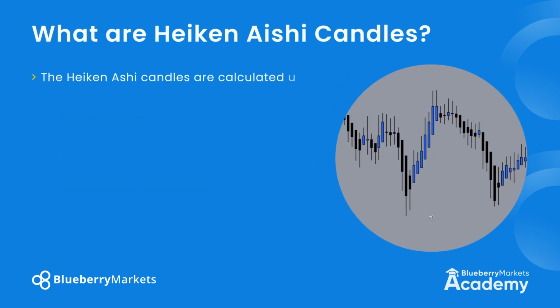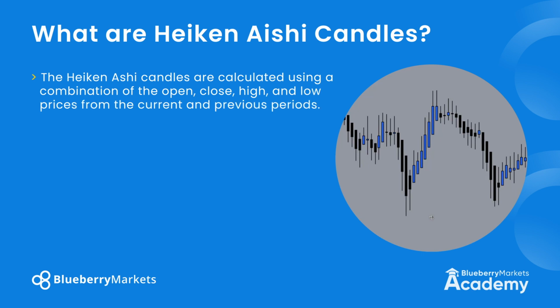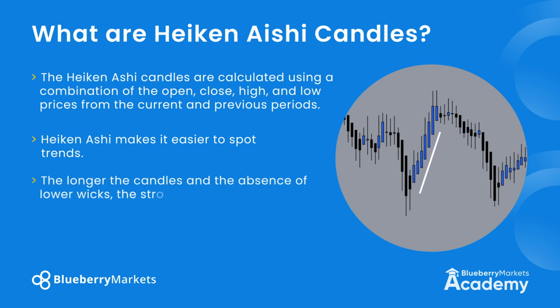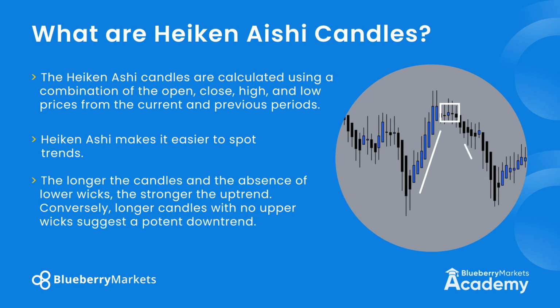The Heikin Ashi candles are calculated using a combination of the open, close, high and low prices from the current and previous periods. Heikin Ashi makes it easier to spot trends. A sequence of consecutive green or blue candles indicates an uptrend, while red or black candles signal a downtrend. The longer the candles and the absence of the lower wicks, the stronger the uptrend. Conversely, longer candles with no upper wicks suggest a potential downtrend.